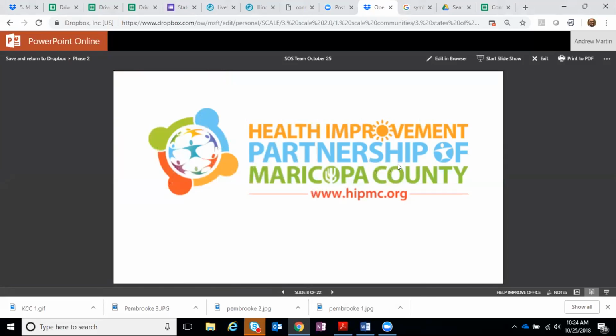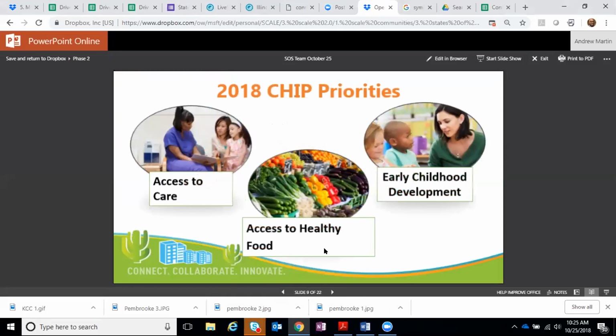You may know, you may not know, that Maricopa County is the 4th largest county in the nation, and the land mass is about the size of Massachusetts. So we've got about 4 million people that our health department is responsible for. And when we talk about writing a community health improvement plan, it can seem a bit overwhelming. We were able to narrow down 3 priority areas. So we're focused on access to care, access to healthy food, and early childhood development. And so these 3 priorities are our guiding light as we are writing our health improvement plan.